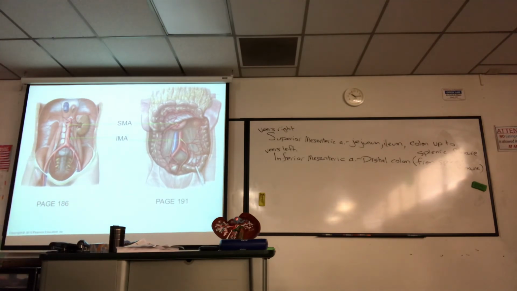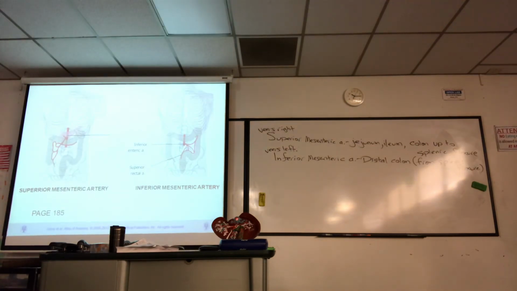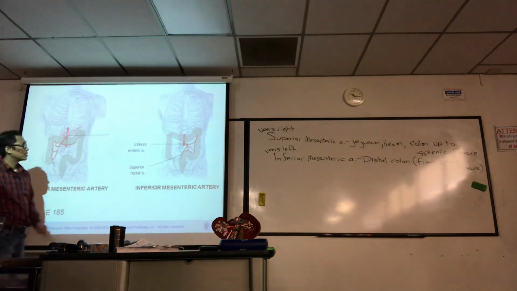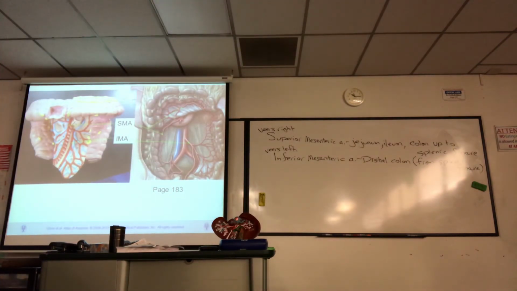When you can clearly see them both, obviously by the names you can tell what's what. That's superior to that, so that's the superior one. This picture shows how they supply blood to the colon differently. The superior mesenteric artery goes off to the right, and it supplies blood to the colon all the way up to the splenic flexure. The inferior mesenteric artery goes off to the left and supplies blood to the distal colon. So here I'm pointing to them again, the superior and the inferior mesenteric arteries. So that's the arterial supply.